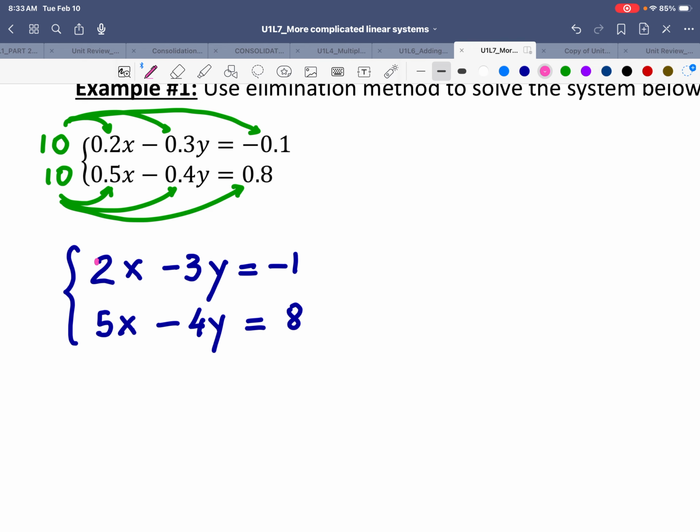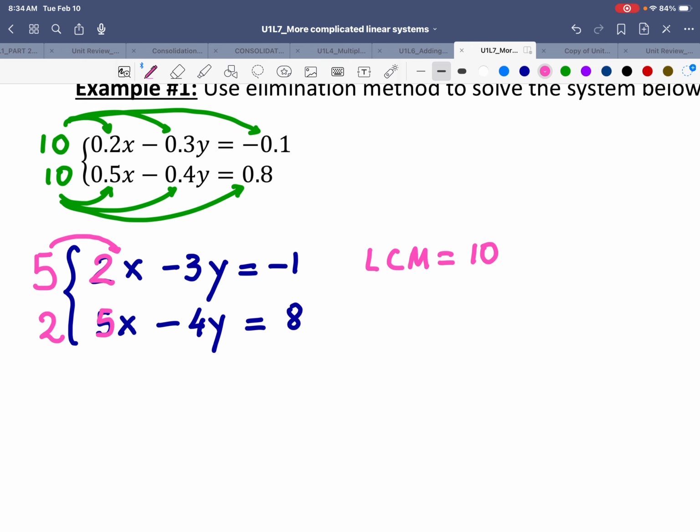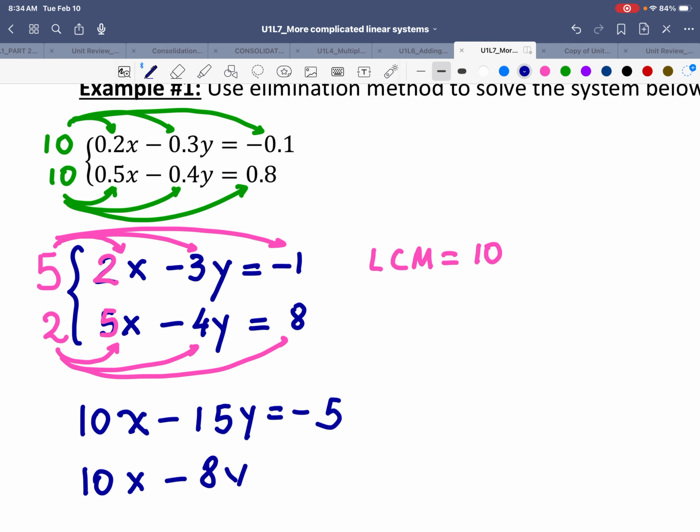As we have discussed in class, when we want to eliminate one of the variables, we need to make their coefficients the same as their lowest common multiple. The lowest common multiple of 2 and 5 is 10, which means we're going to make 2 into a 10 and 5 into a 10. To make 2 into a 10, you multiply the equation by 5, and to make 5 into 10, you multiply by 2. So 5 will multiply every term in the first equation, and we get 10x minus 15y equals negative 5. And 2 will multiply every term in the second equation, and that will give 10x minus 8y equals 16.